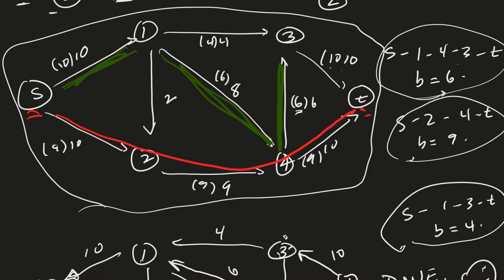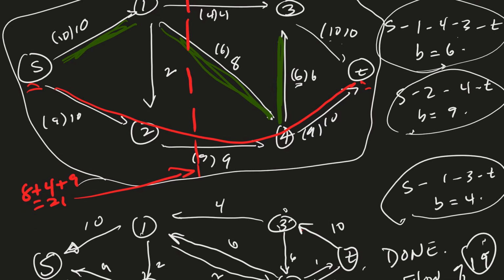So for example, suppose that I just make an arbitrary cut right down the middle. Here's my cut. What's the capacity of that cut? Well, the capacity of the cut is the sum of the capacities from A to B, right? So for this cut, it would be 8 plus 4 plus 9. Okay, that's 21. What we know, of course, is that our flow is 19. So I need to find another cut.